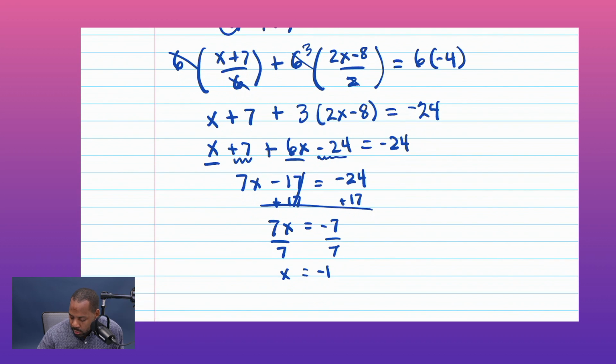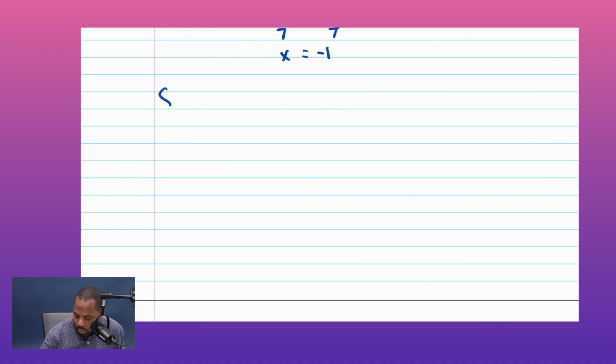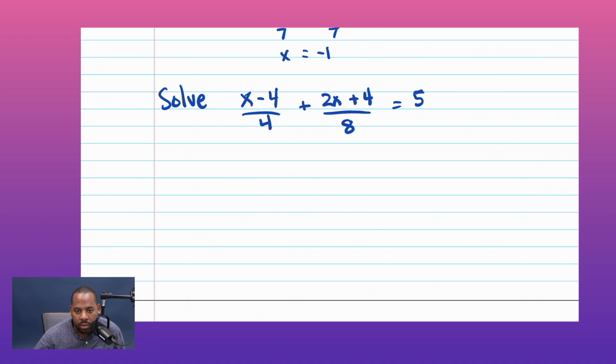Okay, so that one took a little work. Let's do one more to make sure we have it. So we're going to solve x minus 4 over 4 plus 2x plus 4 over 8 is equal to 5. So I'm going to encourage you to pause the video here and give this a try by yourself. And once you get it, go ahead and check your work and watch me work it out.